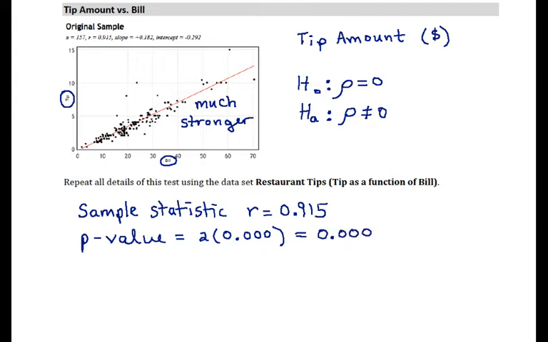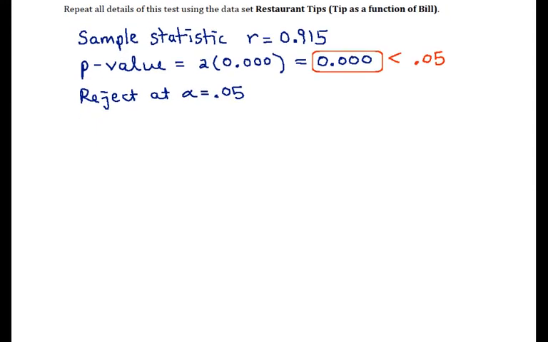And we would definitely reject at the 0.05 level. This number, this p-value, is much smaller than 0.05. And so we would reject at the 0.05 level, and we would say that we have overwhelming evidence. We do have statistically significant evidence. If we wanted to describe the strength of the evidence, we would probably call this overwhelming evidence of a linear association between tip amount and bill, and furthermore that association is positive.